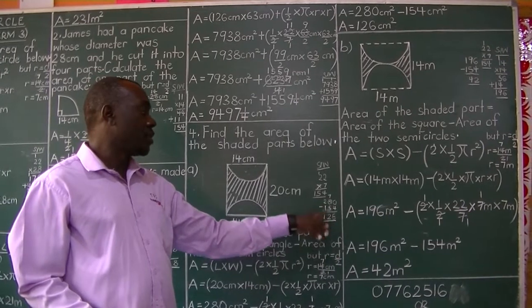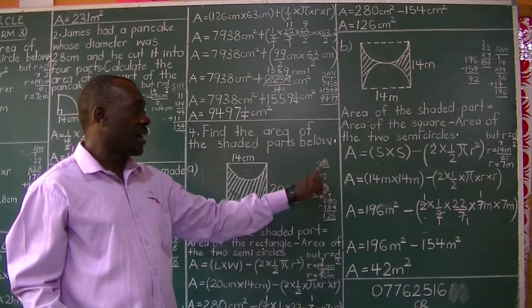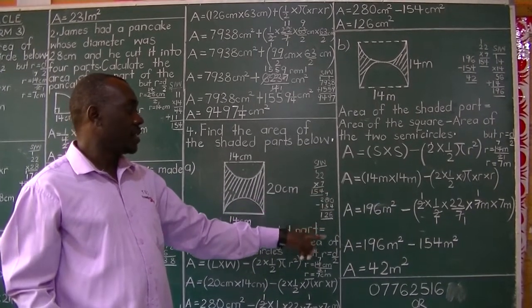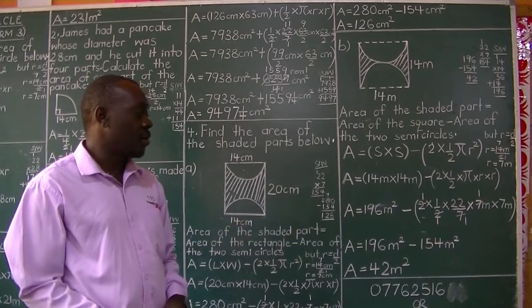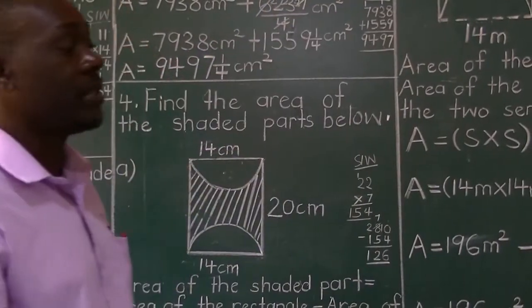So 0 minus 4 is not possible, so we borrow. We borrow 1 from the 8 and remain with 7 there. 10 plus 0 gets a 10, minus 4 you get a 6. 7 minus 5 is a 2, and 2 minus 1 is a 1. So the area of the shaded part is 126 centimeters squared.